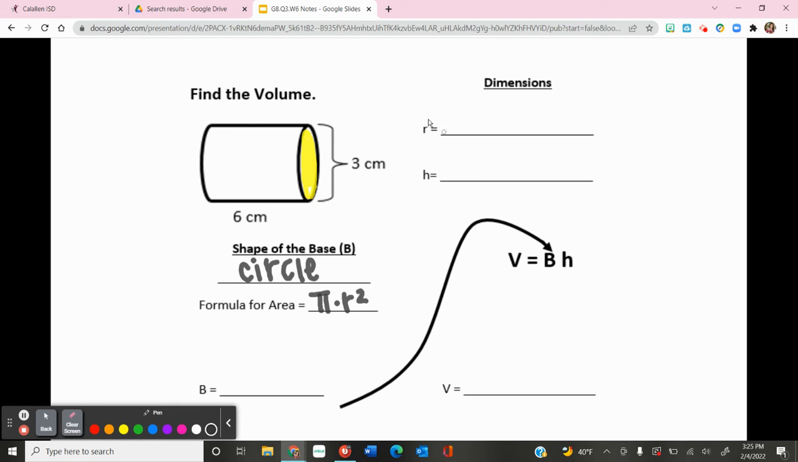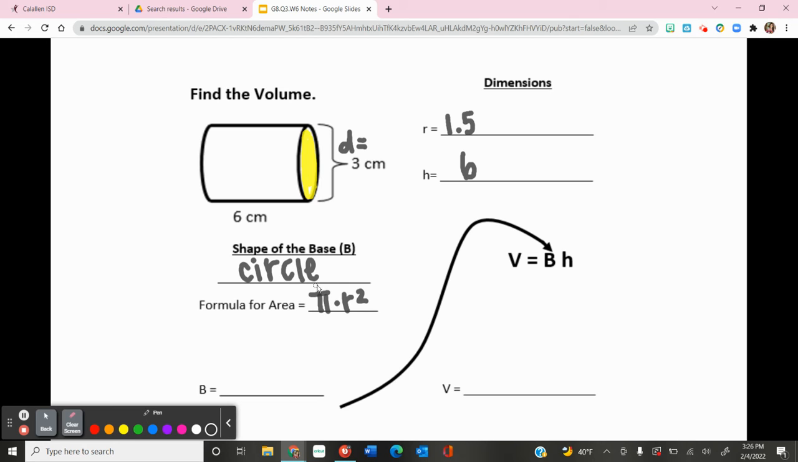Now we need to identify our dimensions. Here, this goes all the way across our circle, so this lets us know this is our diameter. So our diameter equals 3. Now remember, to find our radius, we have to take half of our diameter, and half of 3 is 1.5. Now the height of our prism is the distance between both of our bases, and the distance between both of our bases here is going to be 6.